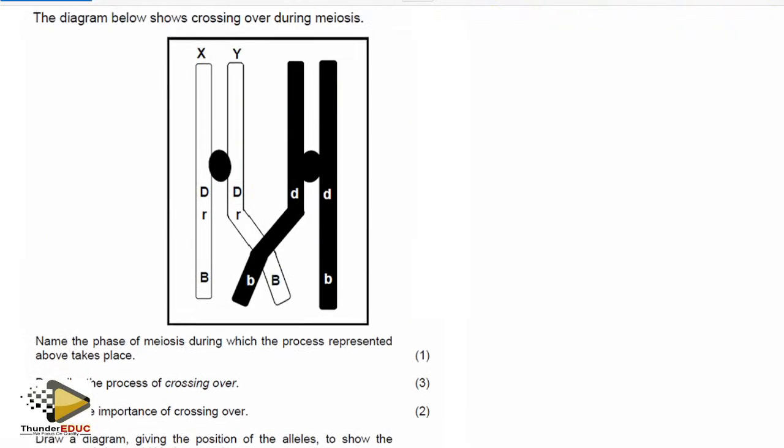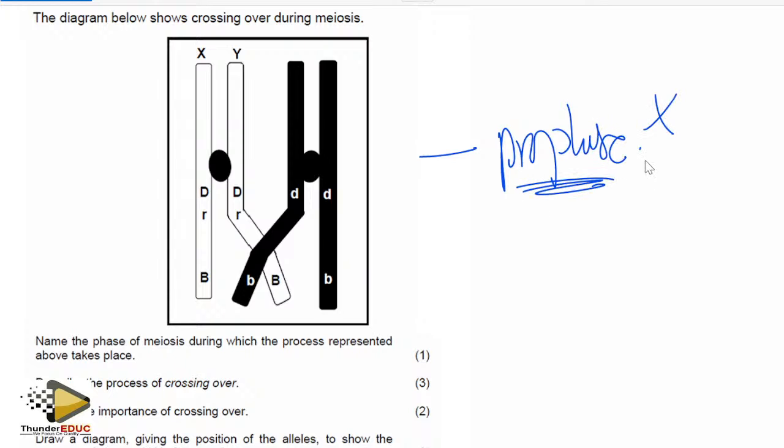apply. Then they're saying, name the phase of meiosis during which the process represented above takes place. This is crossing over, which occurs in prophase I. If you say prophase just like that, we cross it. It occurs in prophase I. Describe the process of crossing over. We will describe it in the next class.